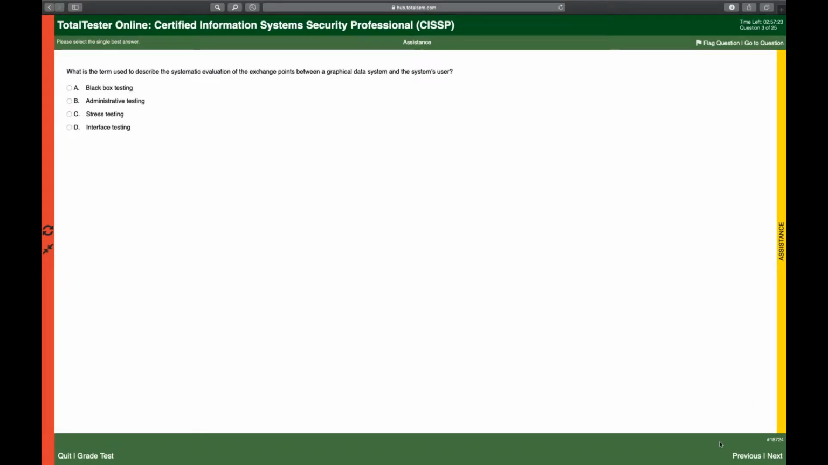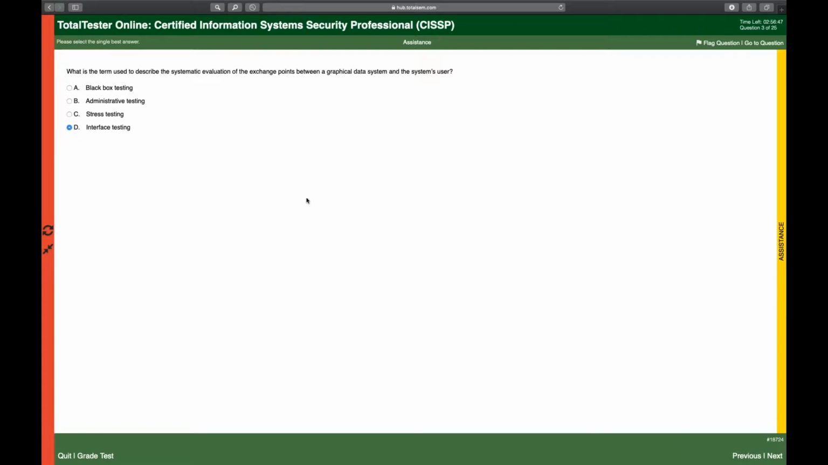All right, number 3. What is the term used to describe the systematic evaluation of the exchange points between a graphical data system and the users or the system's users? Yeah, we've seen this one. Those of you guys that are just joining us, we've been doing this for a few weeks now, so we've gone through a couple hundred questions. We're starting to see questions. Yeah, all right, any takers? D. B.